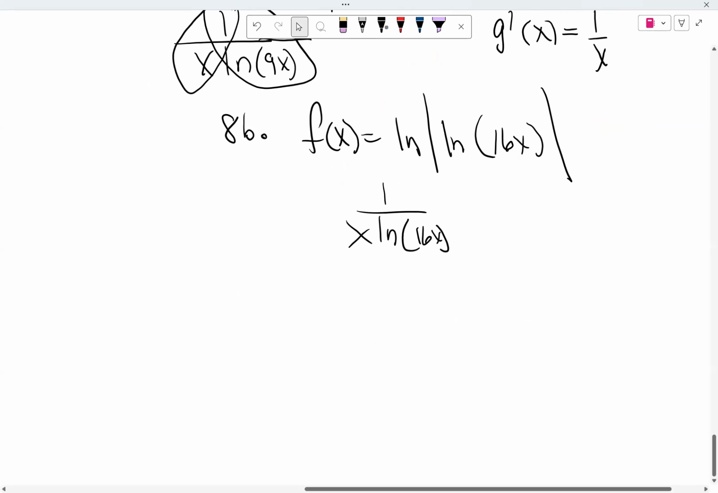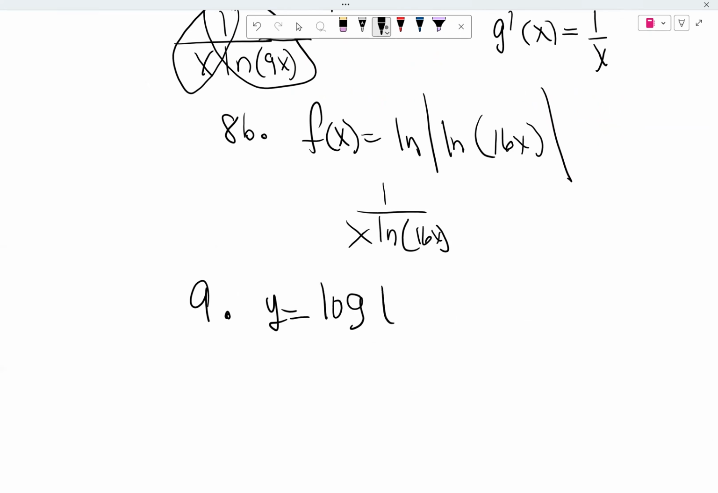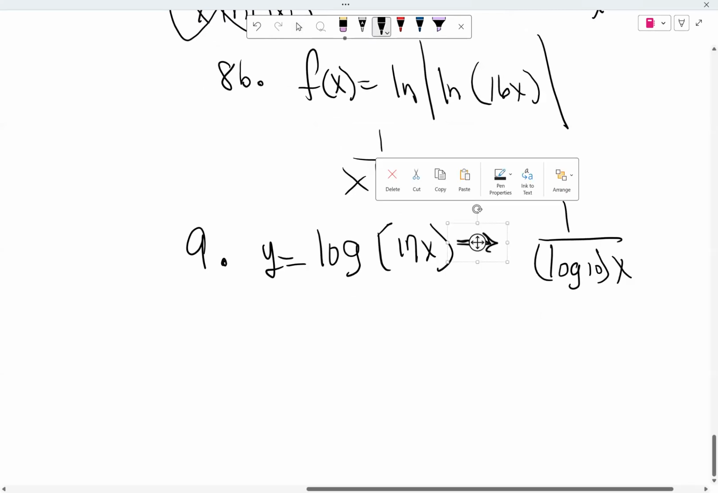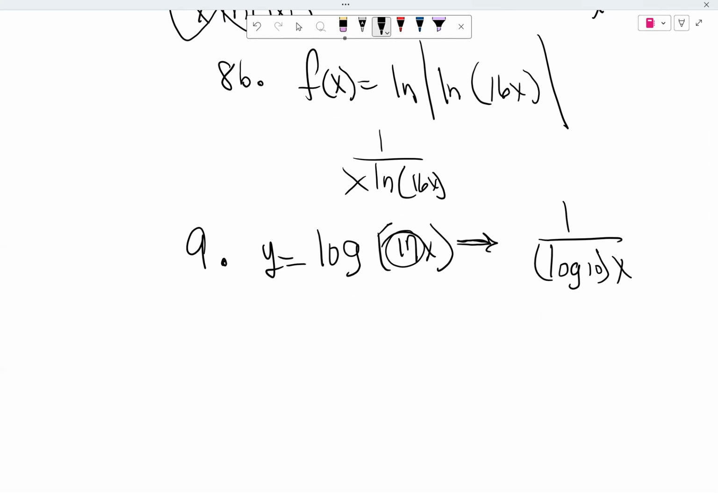At number 9, I'm going to simply say if I have y equal to some log of some number, 17x for example, the first derivative is simply going to be, in this case, 1 over the log, in this case 10x. It's that simple. Doesn't matter what number I have in here, I can change this to anything I want. It's not going to make a difference. I can explain it this way.